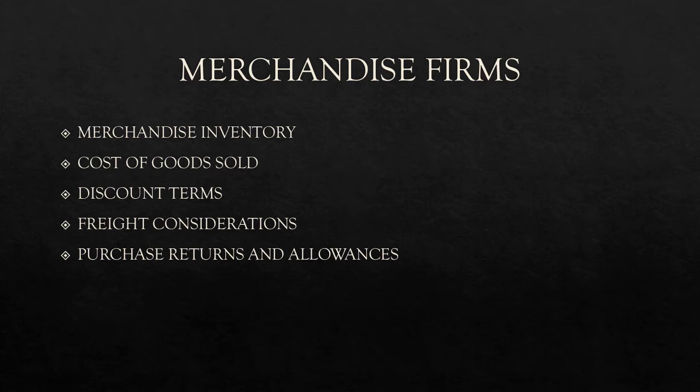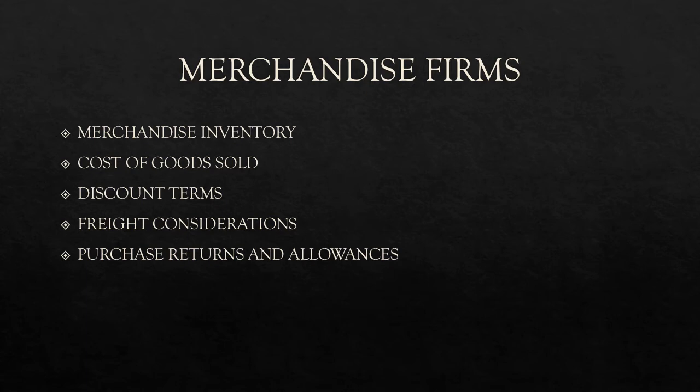Let's say the supplier's in Atlanta and our company's in Auburn. If it says FOB Atlanta, that means that we are paying the freight. If it says FOB Auburn, that means that the shipper is paying the freight. Or if it says FOB destination, we have to figure out which of those it is, and if it's freight that we have to pay, then that will be added to our merchandise inventory.